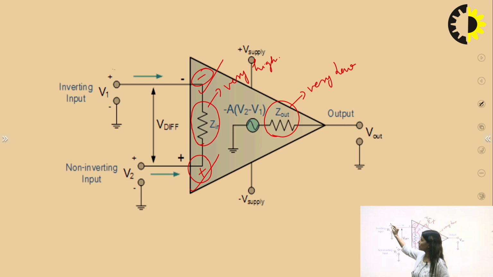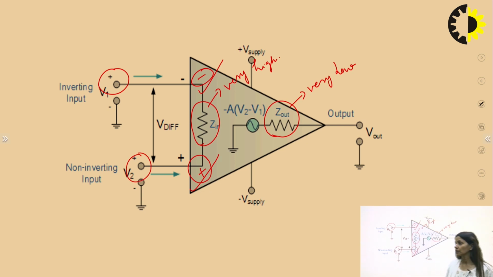If we give V1 voltage to our inverting terminal and V2 voltage to our non-inverting terminal, then the output of the op-amp is A into (V2 minus V1). We are putting a minus sign here because V2 is given at the positive terminal and V1 is given at the inverting terminal. So we have this output voltage.